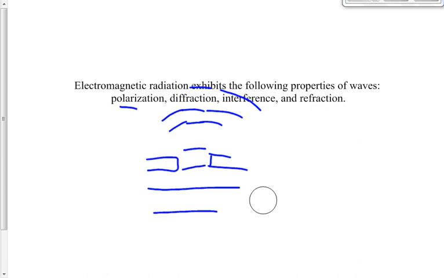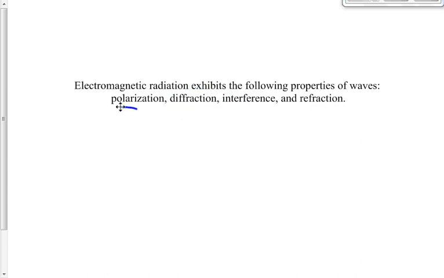Interference. Well, interference is when you have a crest and a crest meet each other, you get a bigger crest, constructive interference. Or a crest and a trough meet each other, you get nothing. They cancel out, destructive interference. That's a property of a wave. So electromagnetic radiation, if it exhibits interference, if you get brighter light when a crest and a crest meet each other, then it must be a wave. It supports the wave theory of light, the wave theory of EMR.